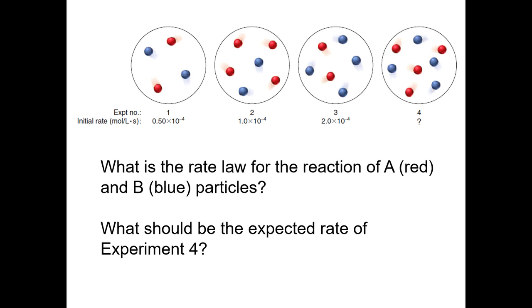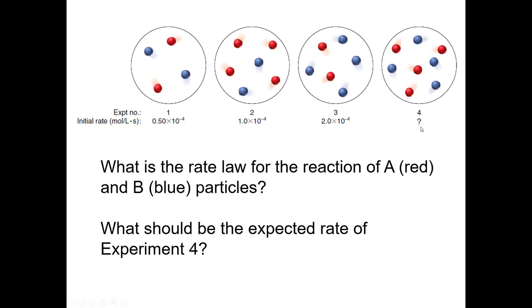Alright, in this last example, we're going to look at pictures to determine rate information. So we have 4 experiments, just like we have in a table, but this time we have pictures. We have 2 reactants. Reactant A is the red, reactant B is the blue. So if we alter the amount of A and B, or red and blue, for each of our experiments, we get different rate information, and the rate is given on this line here.